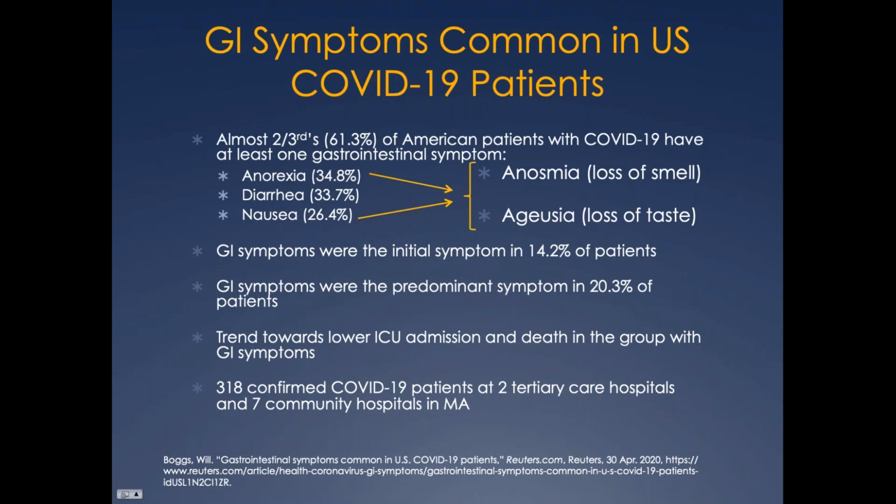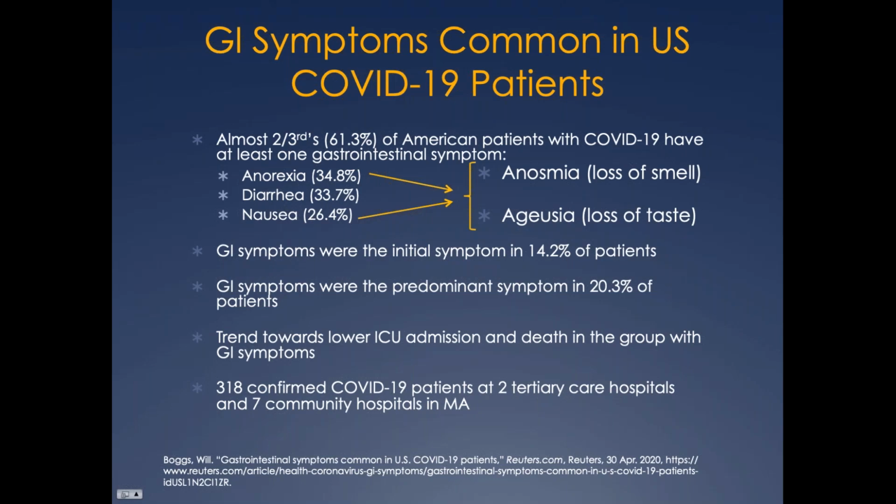Interestingly, those with anorexia and nausea were also most likely to have anosmia and ageusia. Those are your two fancy words for the day: loss of smell and loss of taste, which have been mentioned seemingly more and more in the news of late. Those with diarrhea as the primary GI complaint were less likely to have the loss of smell and taste as part of their overall symptom picture.